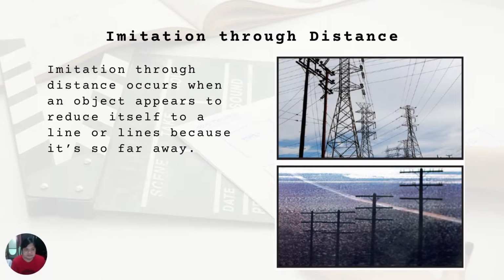So now we have imitation through distance. Imitation through distance is when an object appears to reduce itself to a line or lines because it's so far away. Now, the girders of this tower are not lines. They are large steel beams. Yet, at a distance, they look like lines. This is true for both upper and lower images.